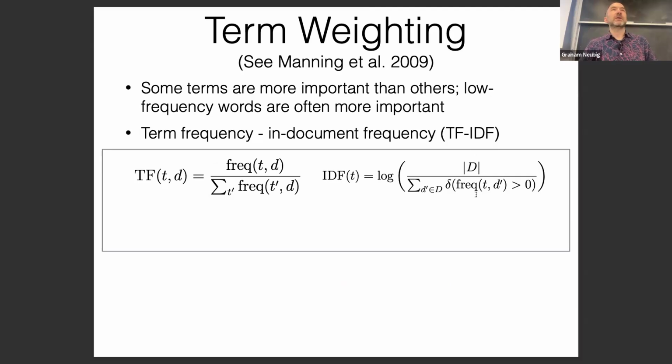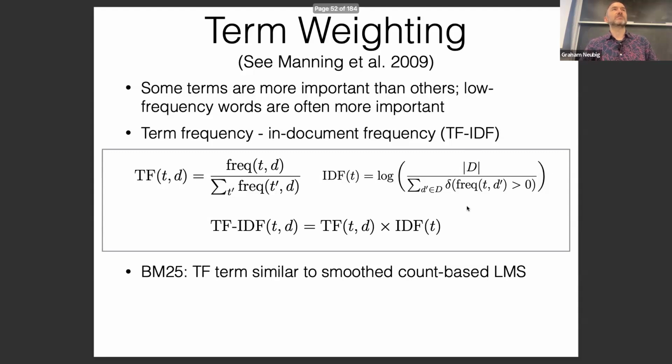If it doesn't appear in many documents, this value will be very large. Like let's say there's 100,000 documents and it only appears in one document, then this would be 100,000. And so we would get a very high upweighting of this. And we multiply the term frequency by the inverse document frequency.